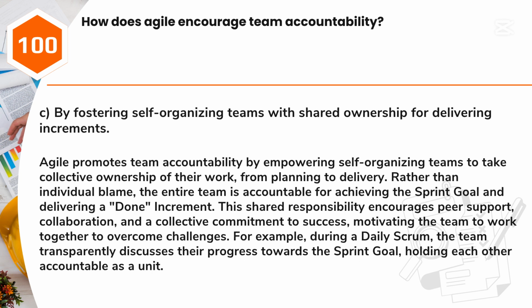Answer: C. By fostering self-organizing teams with shared ownership for delivering increments. Agile promotes team accountability by empowering self-organizing teams to take collective ownership of their work, from planning to delivery. Rather than individual blame, the entire team is accountable for achieving the sprint goal and delivering a done increment. This shared responsibility encourages peer support, collaboration, and a collective commitment to success, motivating the team to work together to overcome challenges. For example, during a daily Scrum, the team transparently discusses their progress towards the sprint goal, holding each other accountable as a unit.